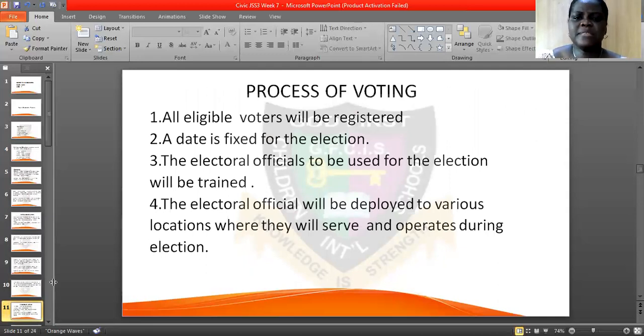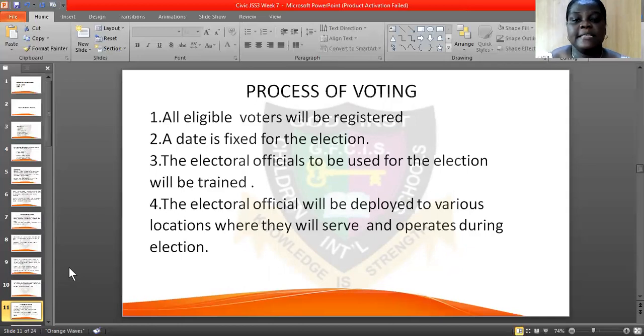Let's now look at the process of voting. All the voters must be registered before you can even make an attempt to vote on the election day. Once you are eligible to vote, you must register. Then a date will be fixed for the election, and the electoral officials to be used for the election must be trained as well. Those are the processes of voting.